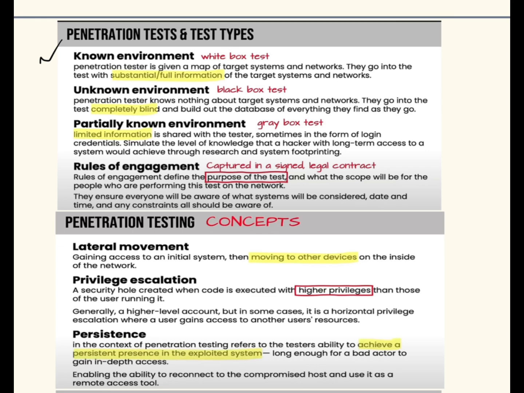Partially known environment. Partially known environment means the tester has limited knowledge, like credentials or user access, simulating an insider or compromised user. So the tester has limited information, sometimes in the form of login credentials, simulating the level of knowledge that an attacker with long-term access to the system would achieve through research and system footprinting.